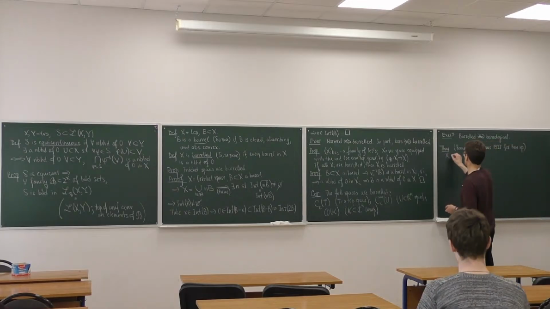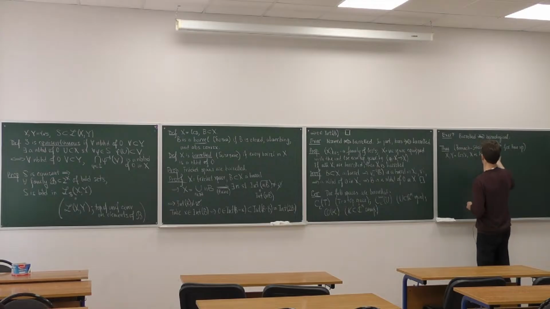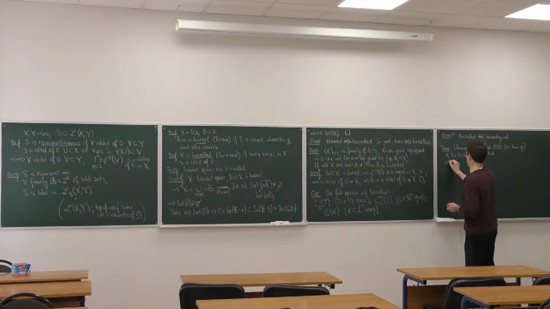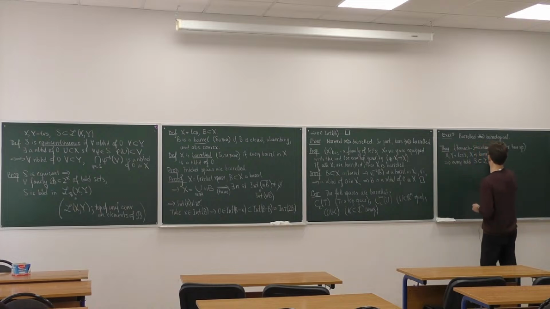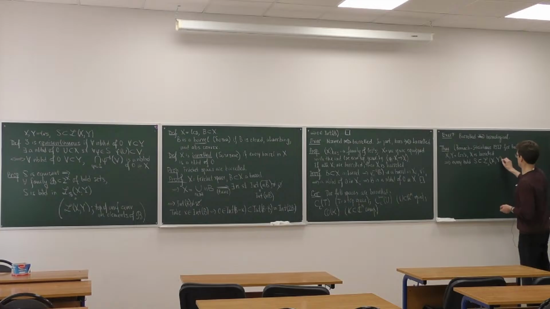If we have two locally convex spaces X and Y, and X is barreled, then every bounded subset in L(X,Y), which is bounded for the topology of pointwise convergence, is equicontinuous.